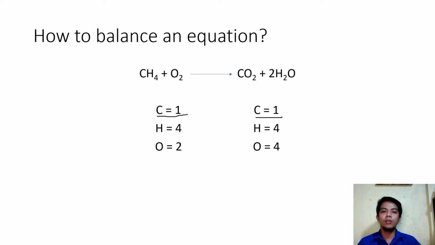So now we look at the hydrogen atoms. There are 4 hydrogen atoms on the reactant side and 2 hydrogen atoms on the product side. To balance them, we put a coefficient of 2 before H2O. So 2 times 2 is equal to 4. Now the hydrogen atoms are balanced.